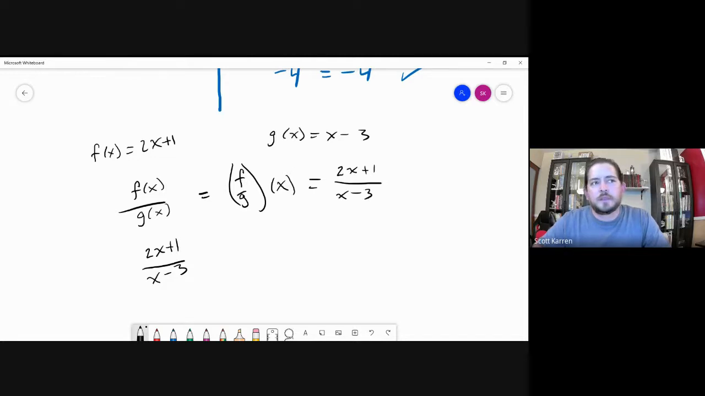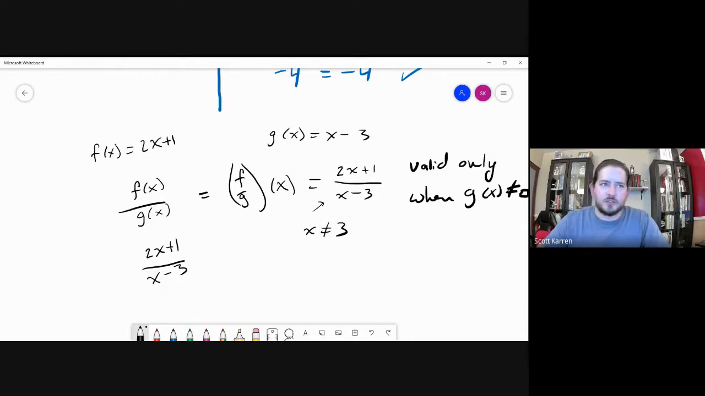But this is valid only when g of x is not 0. Right? I can't have g of x being 0, otherwise my denominator is 0. Therefore, x cannot be 3, right? It can't be, because if I try to plug in a 3, I get a 0 in the denominator. Can't do it, right? Okay.